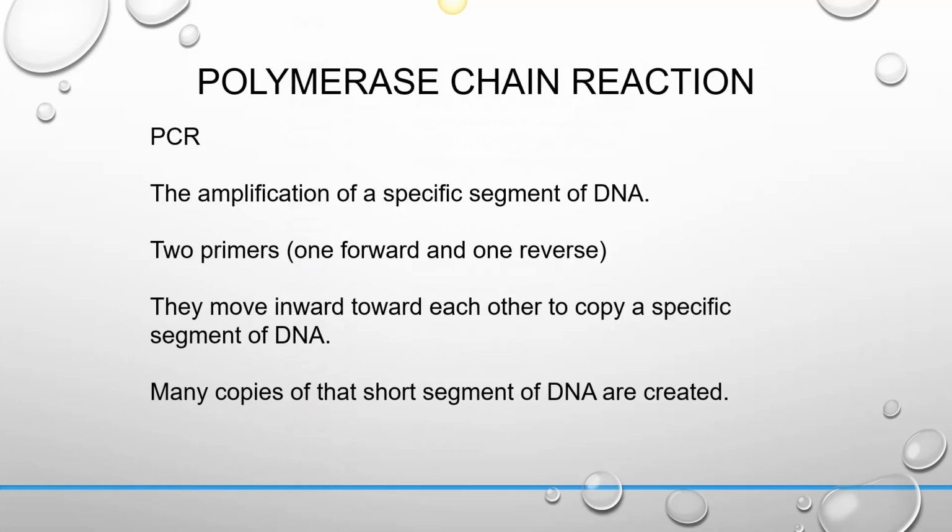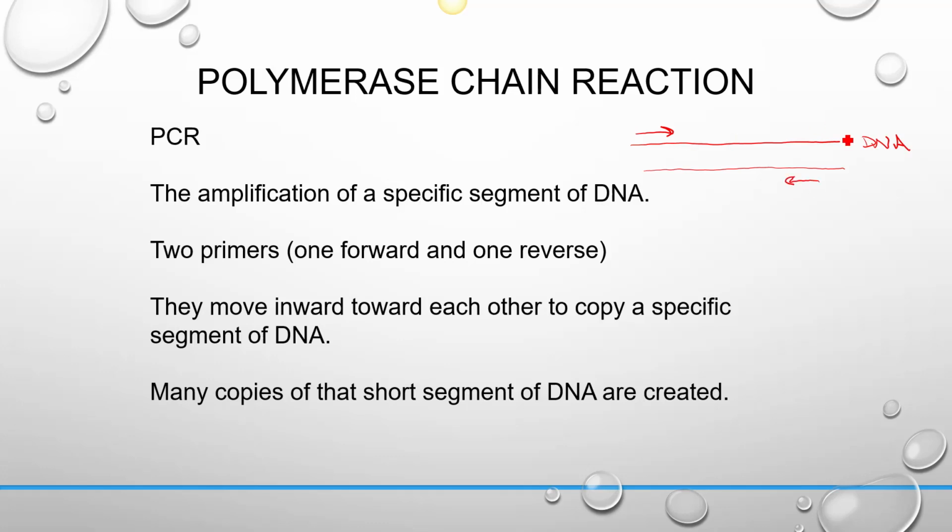Now, polymerase chain reaction. Polymerase chain reaction is widely used. It can make many copies of a particular region of DNA. So if we have DNA here, we design a primer that will copy DNA in this direction, and we design another primer that will stick to the other strand of DNA and copy DNA in this region.